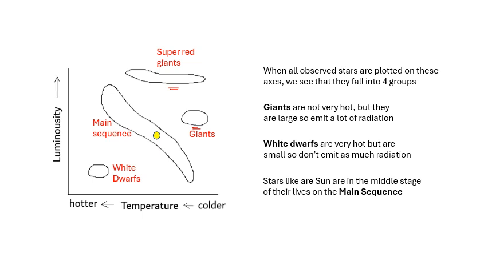You might be asked to label this diagram, identify the different bits on this diagram. So giants are not very hot, but they're very big, so their luminosity is quite big. White dwarfs are very hot, but because they're very small, they don't emit as much radiation. And then stars like our sun in the middle stage of their lives are on the main sequence.